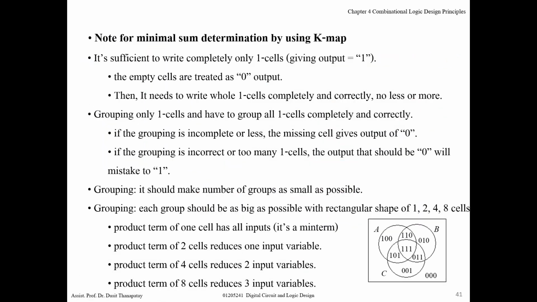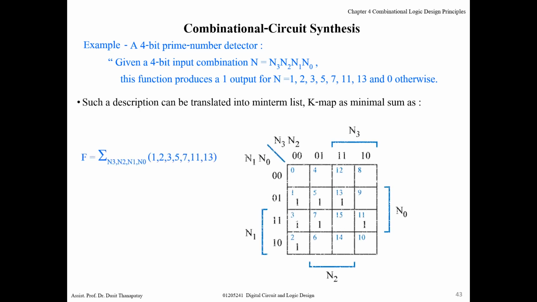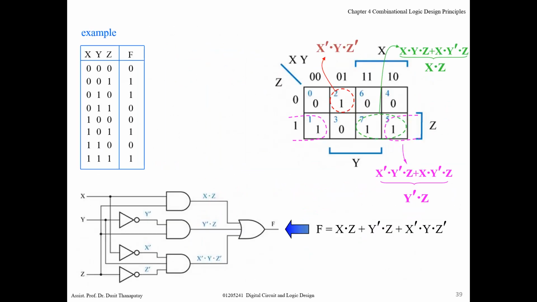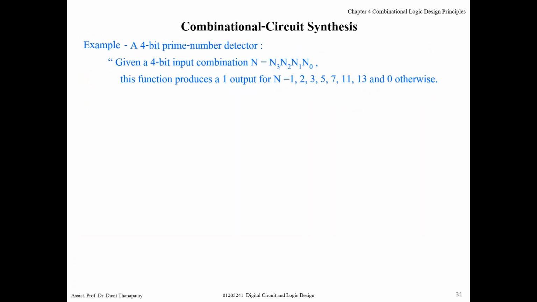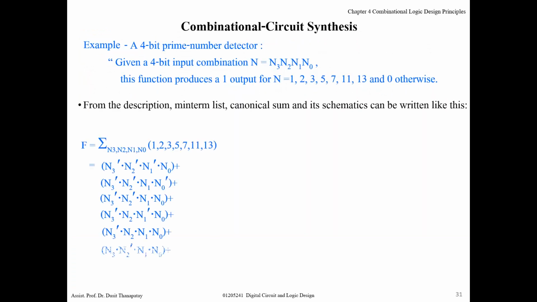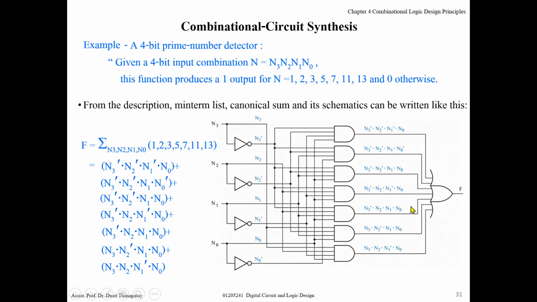Okay, let's just summarize. And let's go to this example. Actually, this example is the same problem from the previous lecture. Maybe this one. This one, right? You want your output to be 1 when the input value is 1, 2, 3, 5, 7, 11, and 13. So you just find the minterm for each input, and then you write down the circuit diagram. There are so many logic gates.